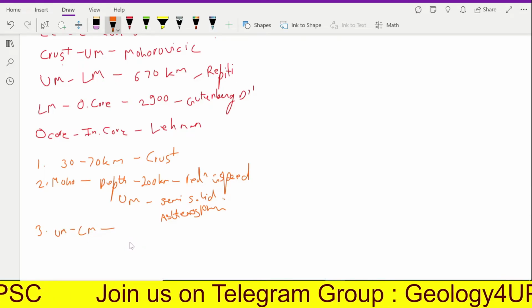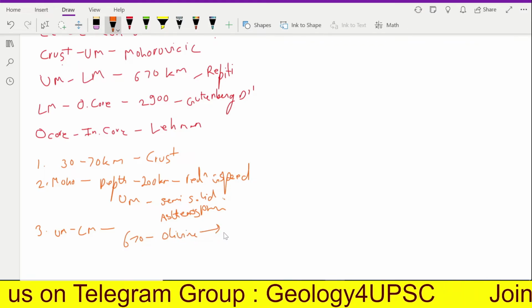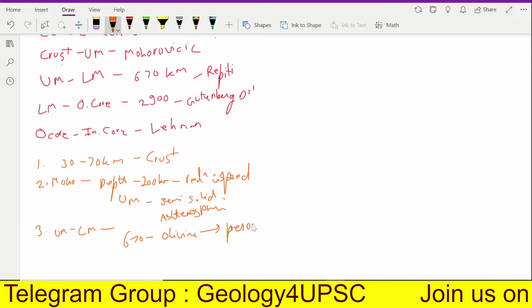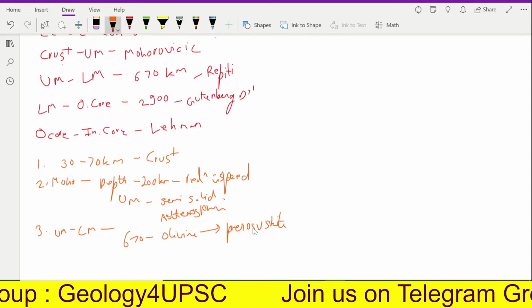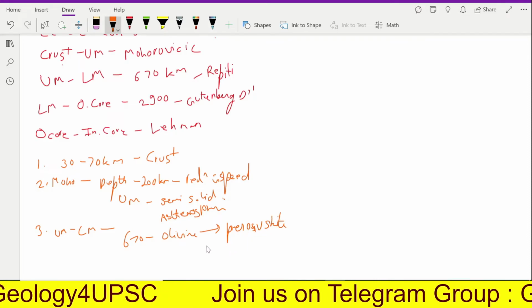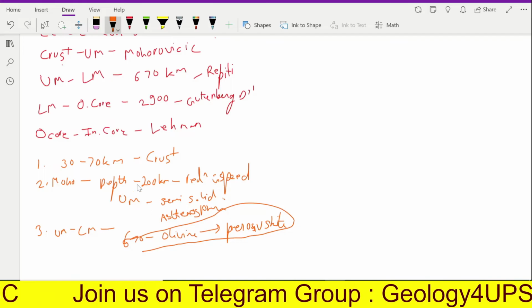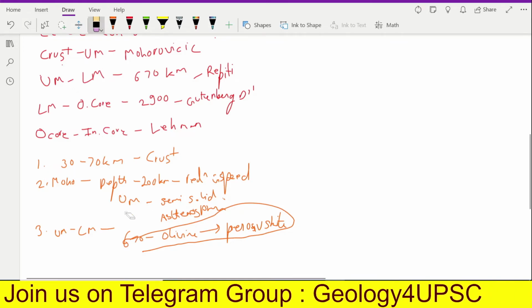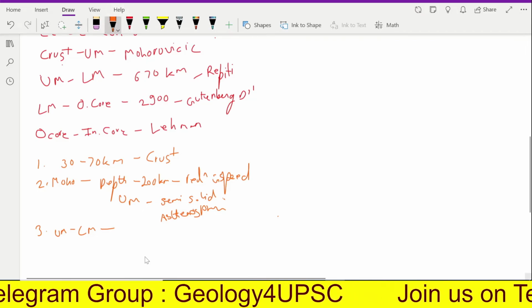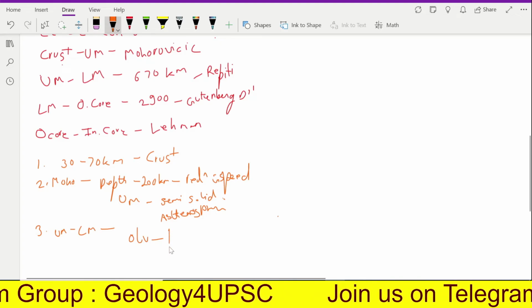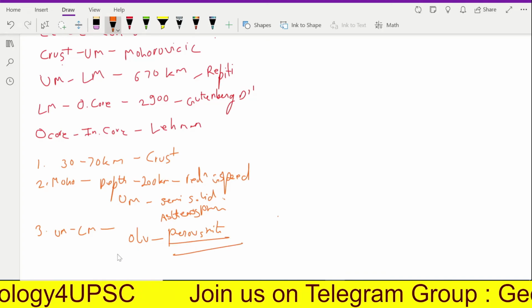Here the important part is what happens at 670 kilometers: the olivine collapses into perovskite. This is an important chemical change which happens at the 670 kilometer boundary. So you must write about this olivine to perovskite change. This is an important part. You have to write this.